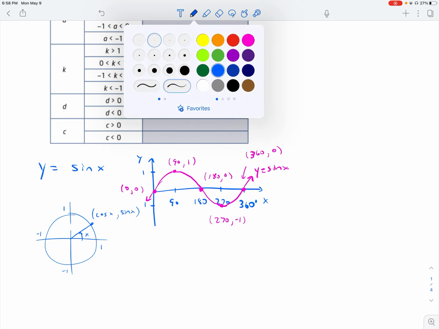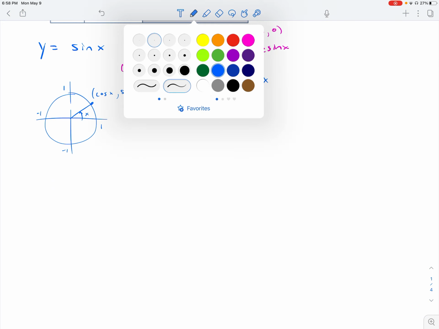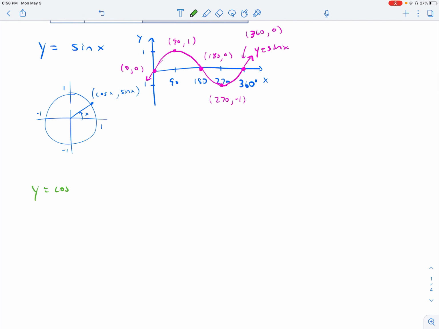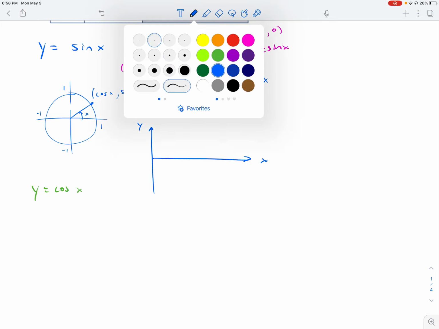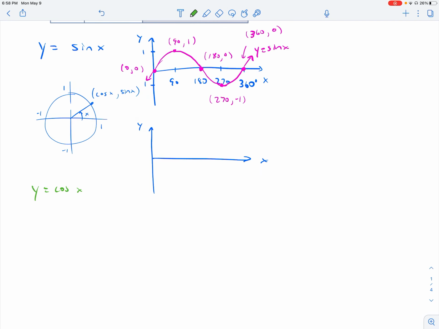Okay, let's quickly do cos x. So cos x, I'll draw this in green. Okay, we're now focusing on the x value of this ordered pair. So we're starting down here at 0. The x value is going to be 1. Okay, so we will draw that. So we have y, we have x. So my first point is going to be 0, 1. So that'll be up here. Let's label the y-axis. Positive 1 and negative 1.